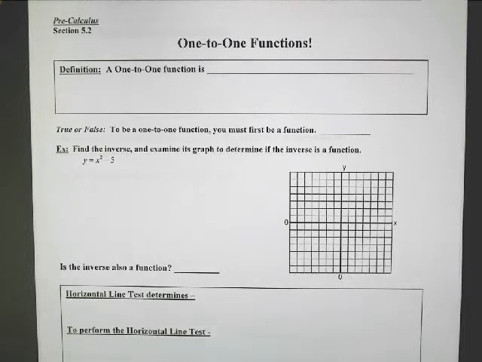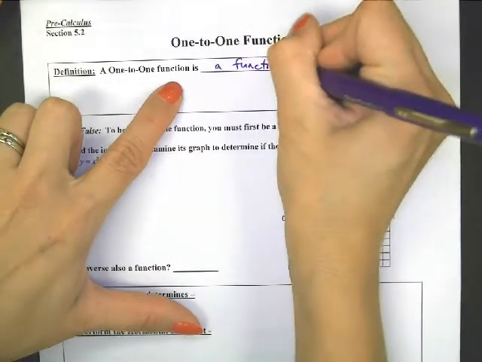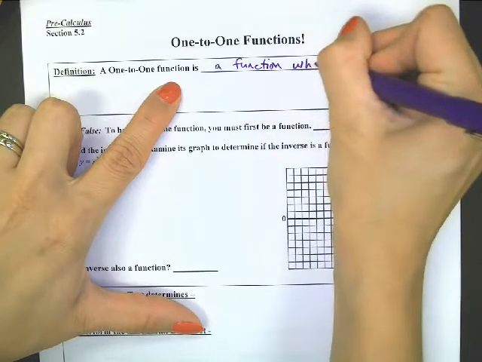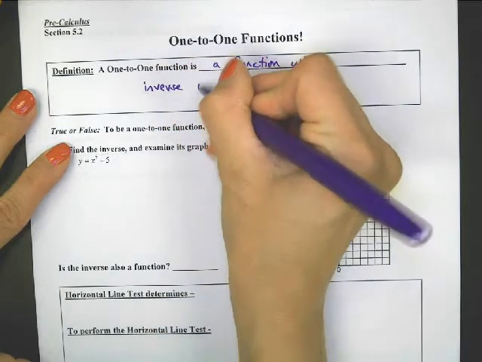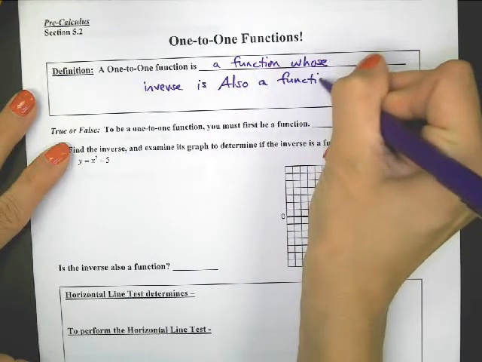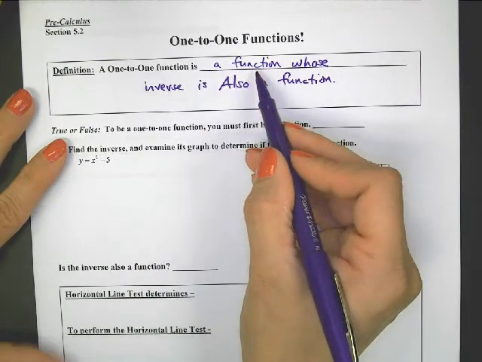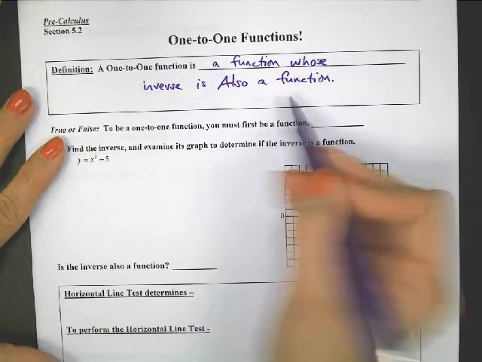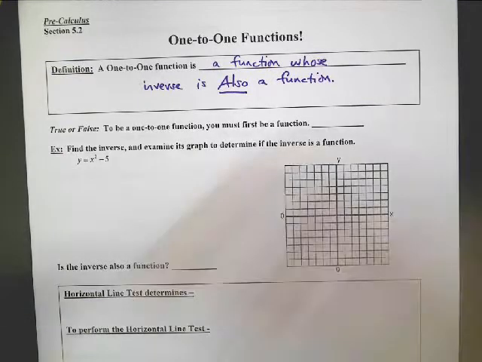And the last thing we're going to study in this chapter are one-to-one functions. Okay, so first of all, what is a one-to-one function? It is a function. By definition, it has to be a function whose inverse is also a function. Okay, so to be a one-to-one function, first you have to be a function, then you find his inverse. Oh, and his inverse is also a function. That makes him one-to-one.